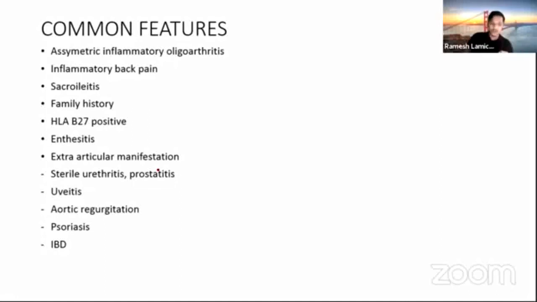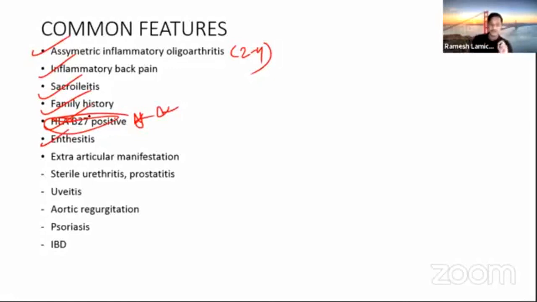So seronegative spondyloarthritis has asymmetric inflammatory oligoarthritis, that is involvement of 2 to 4 joint groups, right? And there is inflammatory back pain, there is sacroiliitis, family history থাকবে, HLA-B27. So this is important, HLA-B27 positive থাকবে, enthesitis. So what is enthesitis? Enthesitis টা হচ্ছে whenever the tendon is inserting into insertion তোমার যখনই inflammation হয়ে যাবে, we call this enthesitis. So enthesitis is usually seen in the tendo-Achilles part, right? The patient will complain of heel pain, right?